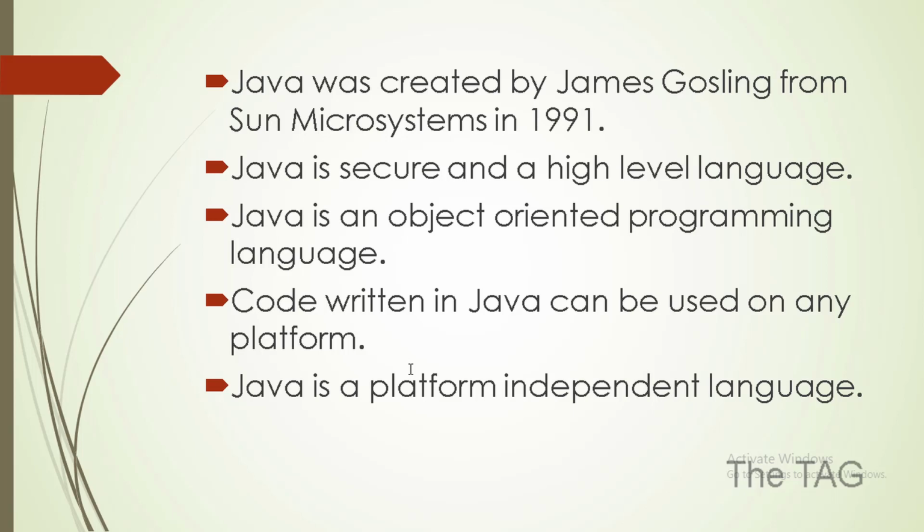Now talking about high-level language. High-level language is something which is written in human understandable words. So Java provides high level of abstraction and focuses more on logic. High-level programming is easier to learn and implement as it uses simple English language words.